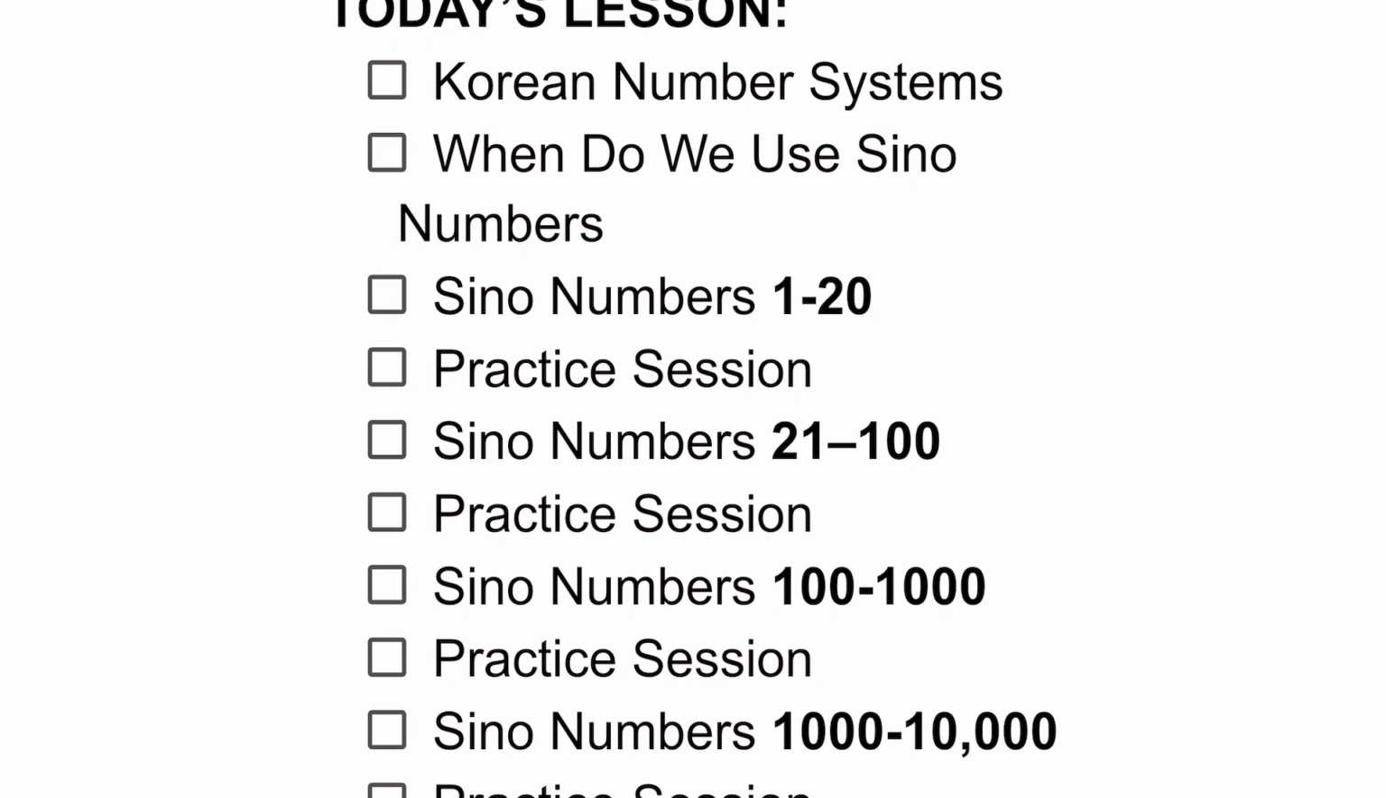First, I'm going to introduce the different Korean number systems because there are two of them. We'll look just at Sino numbers since that's what we're doing today, and we'll figure out when we're going to use Sino numbers. And then we'll start piece by piece, 1 through 20, 20 through 100, 100 to 1,000, 1,000 to 10,000. So let's get started.